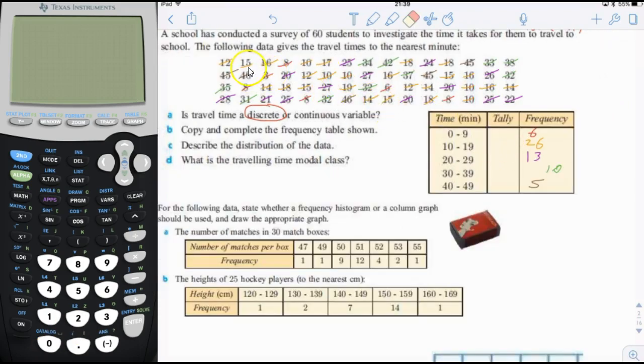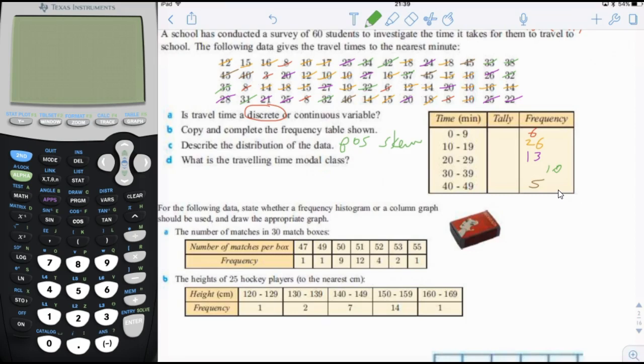Okay, I counted up all the different numbers, and I got 6, 26, 13, 10, and 5. Describe the distribution of the data. Well, I don't even have to graph it out, I can already see that it's kind of dragging out to the right, right? The peak is here at 10 to 19, but you see the data drags to the right. So I'm going to say that it's positively skewed.